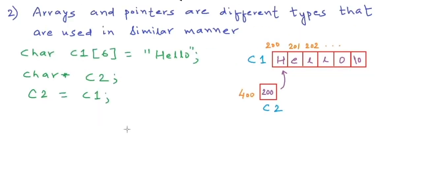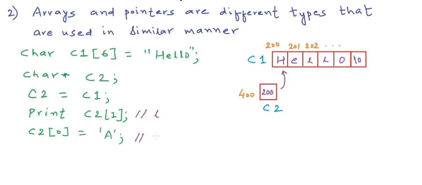Now we can use this variable C2, which is a character pointer, just like C1, to read and write into the array. So if I write something like print C2[1], then the output will be L. And we can even modify the array. Let's say we want to modify the character at 0th index to A. So the string will be modified and will become this.